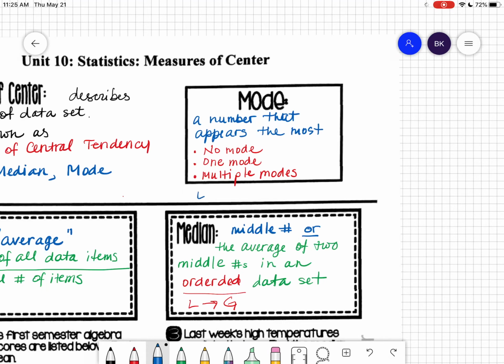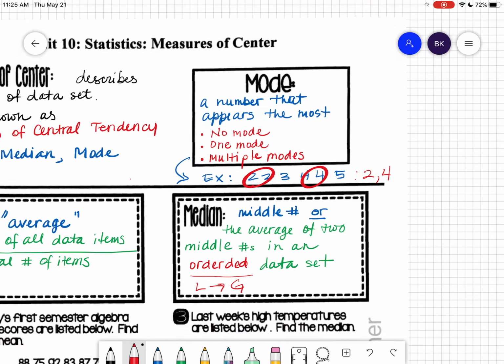So just to give you an example really quickly for multiple modes, for example, we have 2, 2, 3, 4, 4, 5. So you can say that 2 appears twice and 4 appears twice. So the mode is 2 and 4. So notice more than one mode, multiple modes, and that is an example.